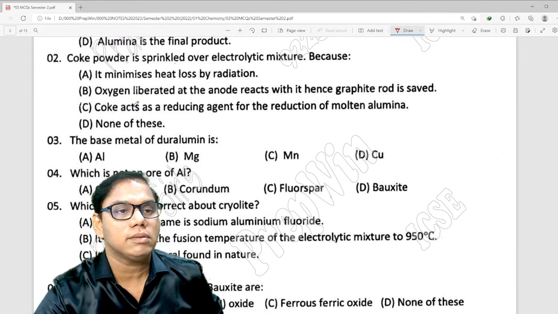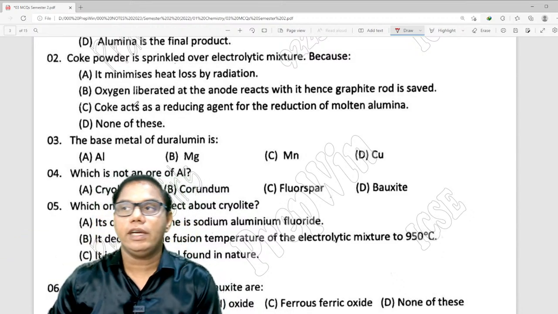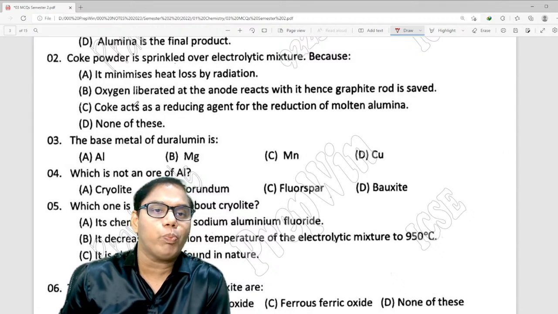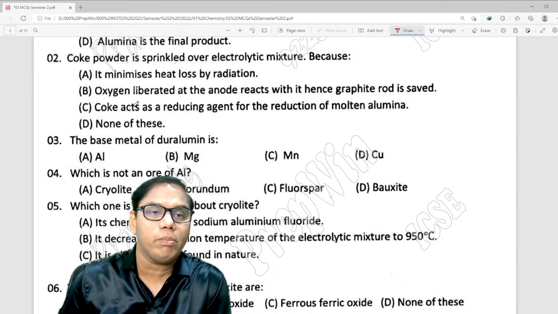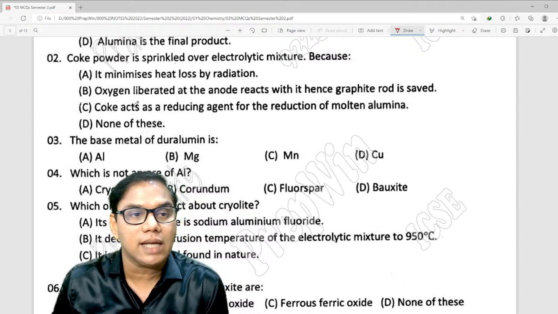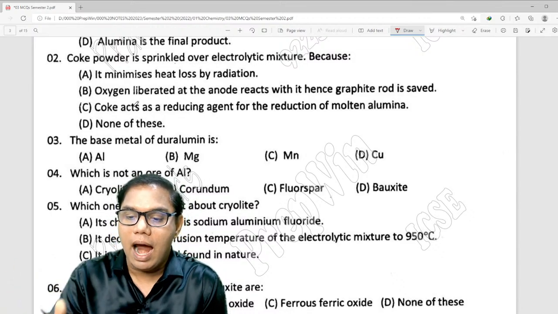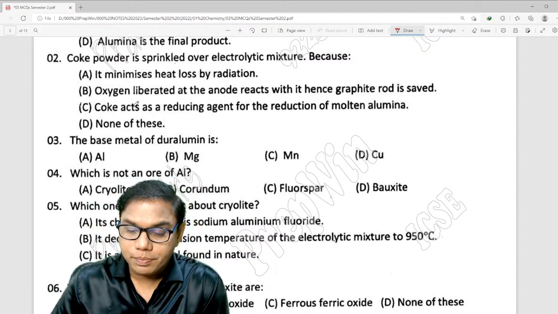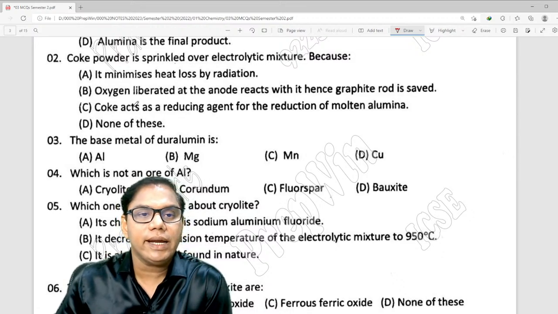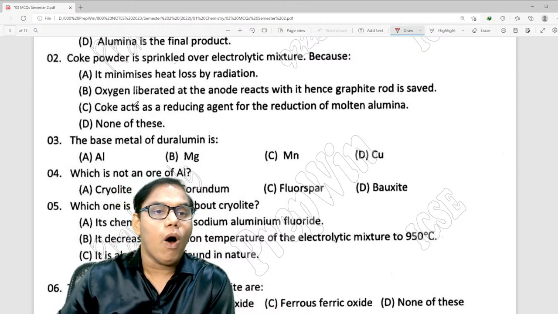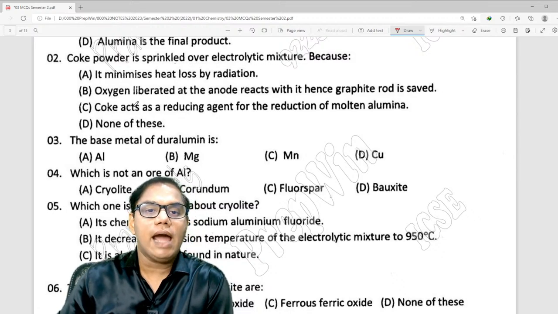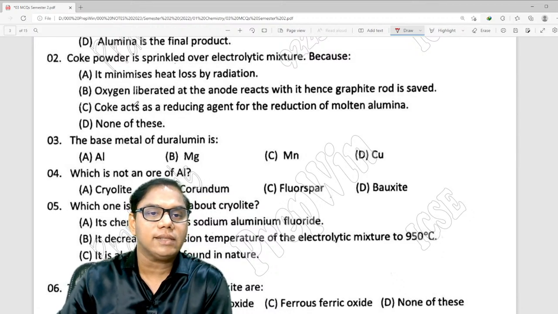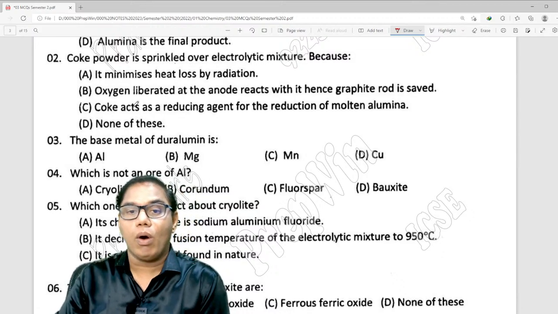Here comes this. This can be asked in the form of a give reason also. Very important question. Coke powder is sprinkled over the electrolytic mixture because what? What is the correct answer? Write the question number and your answer. It minimizes the heat loss by radiation. Oxygen liberated at the anode reacts with it, hence the graphite rod is saved. Coke acts as a reducing agent for reduction of molten alumina.